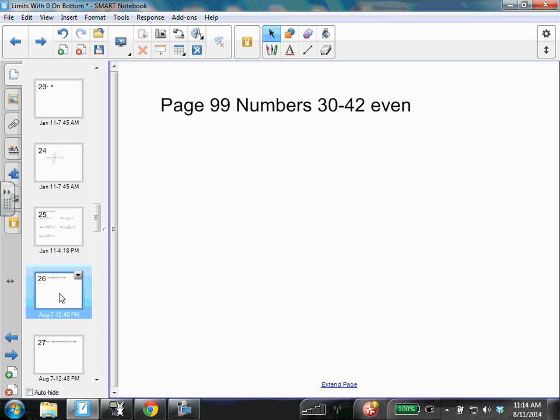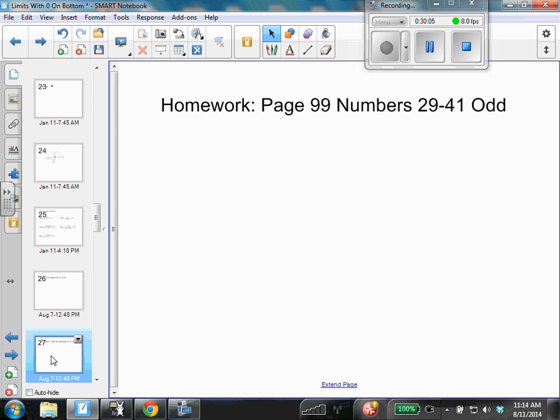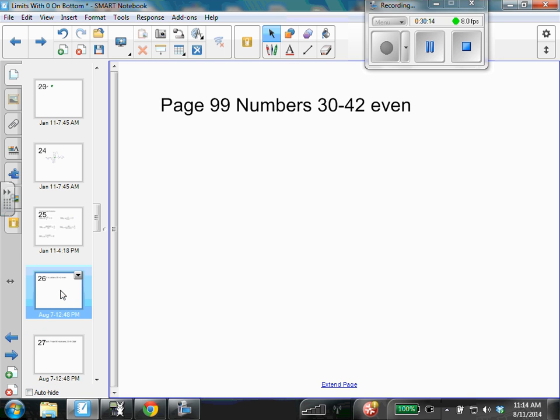All right, so take out your textbooks and go ahead and flip to page 99 and do numbers 30 through 42, the even. So 30 through 42, the even. Just in your notes. And those of you watching on video, this is your homework assignment. So you may want to go ahead and do that one as well. So classwork is here, homework is here.